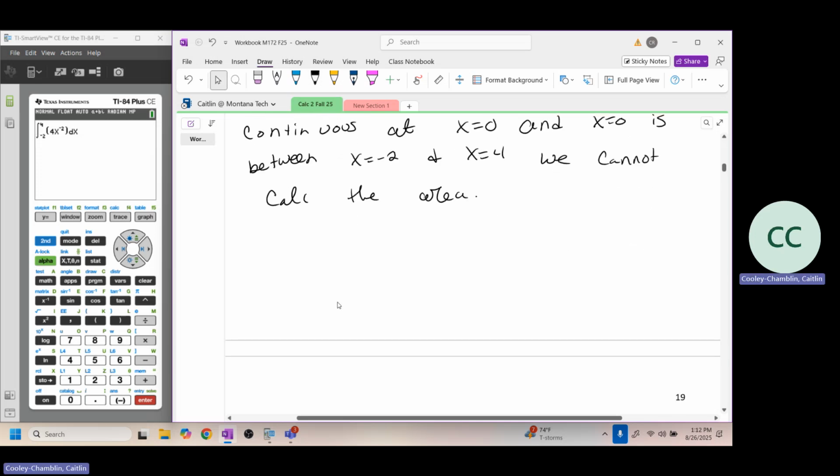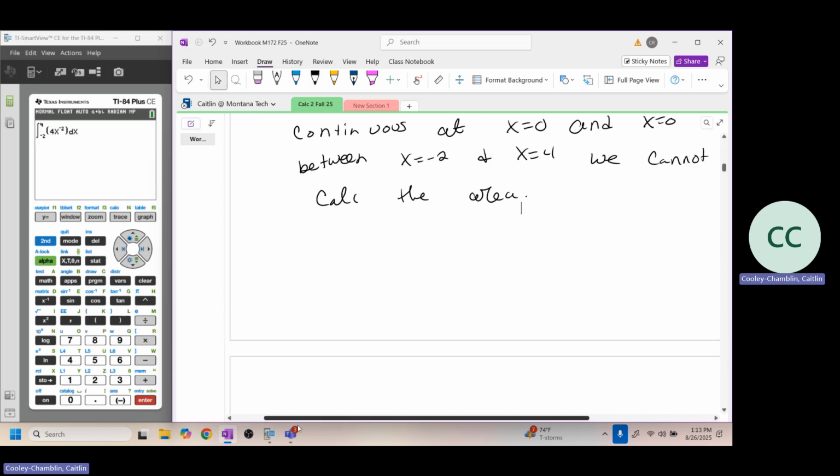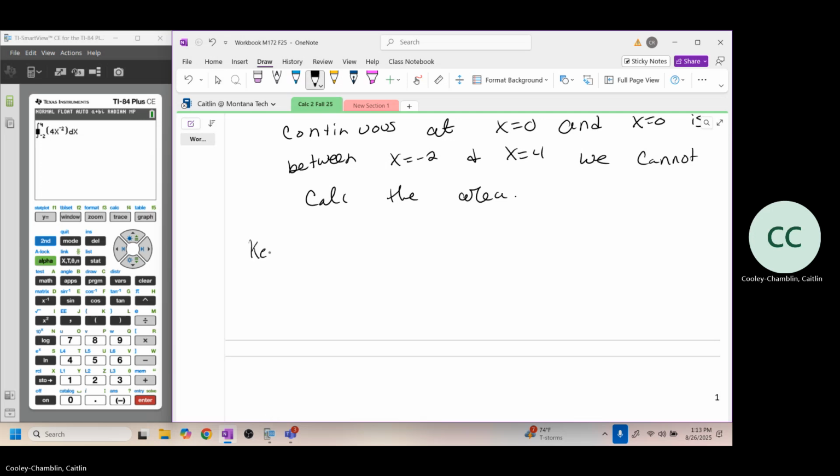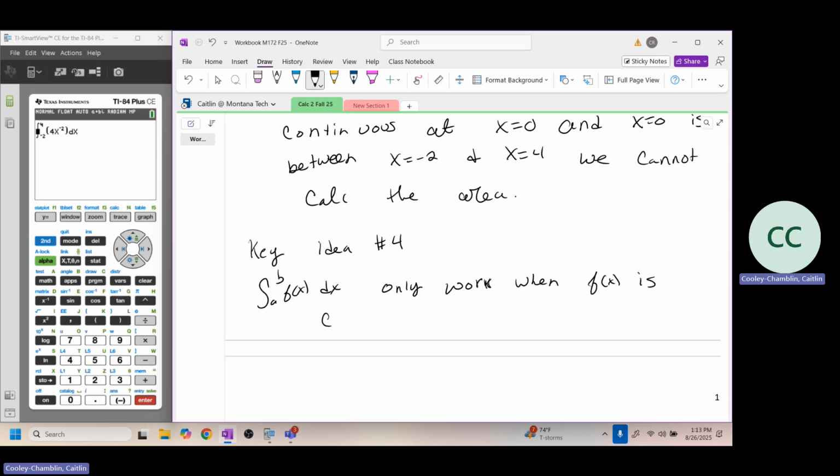Okay, so my last key idea, key idea number 4, is that the integral from a to b of f of x dx only works when f of x is continuous from our starting point to our ending point, from a to b.